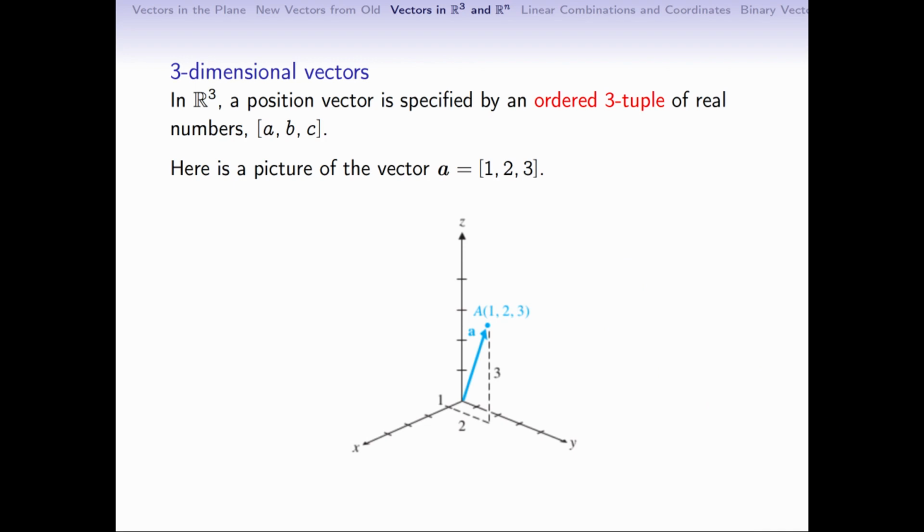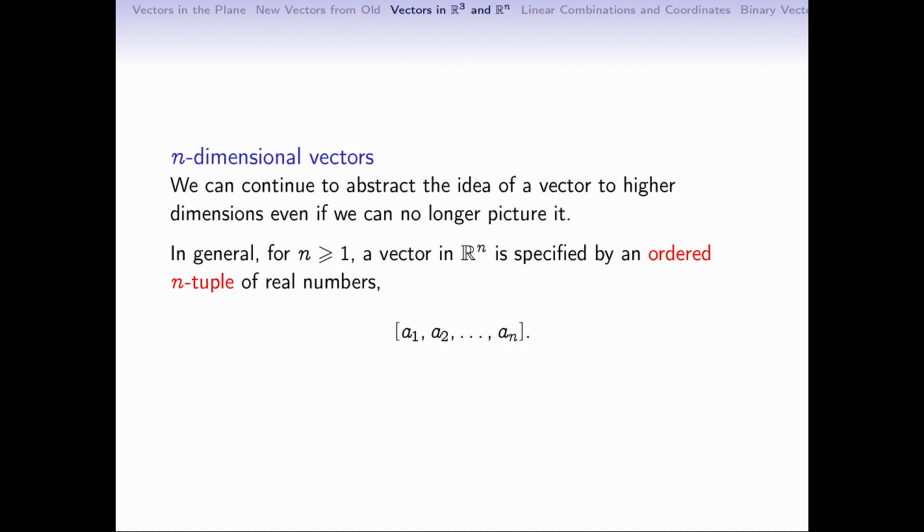Now, we can continue to abstract the idea of a vector to higher dimensions even if we can no longer picture it. So in general, for n greater than or equal to 1, a vector in Rn is specified by an ordered n-tuple of real numbers. The components we'll just label generically A sub 1, A sub 2, on out to A sub n. So when we're in 4-dimensional space, we'll expect 4 components. When we're in 5-dimensional space, R5, we'll expect 5 components, etc.